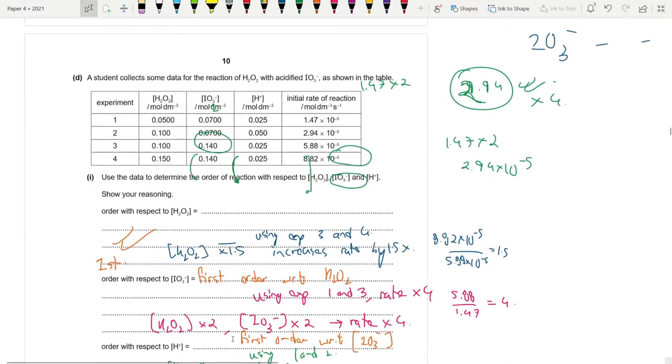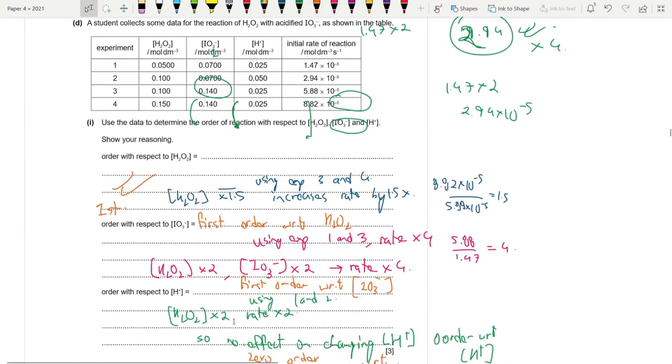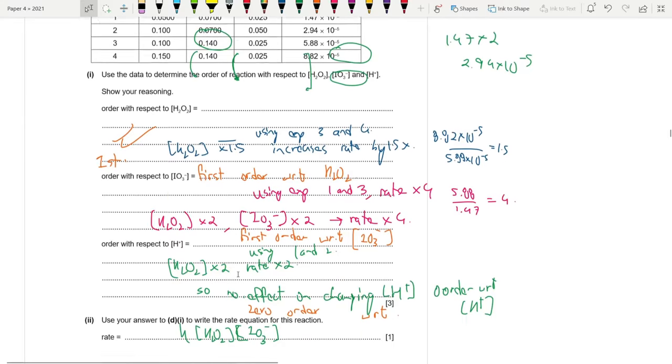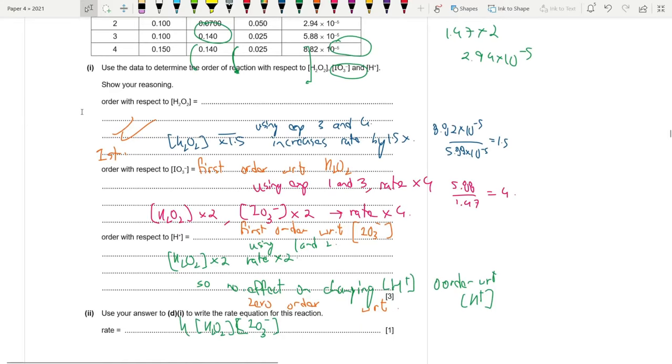Moving on to part D. This is a question on orders and rate.